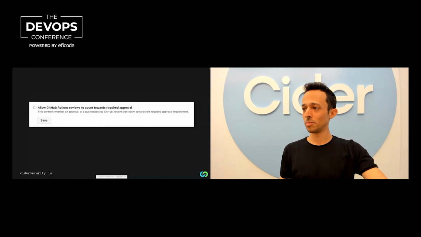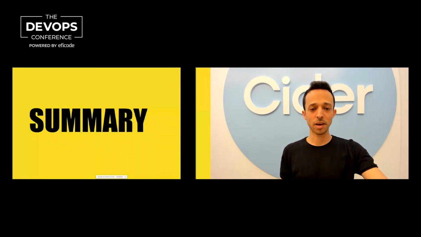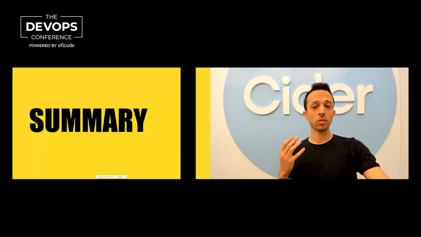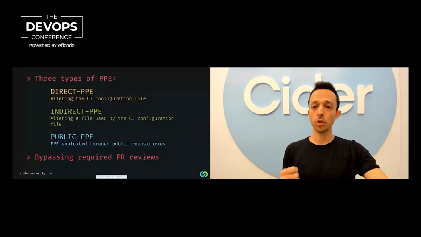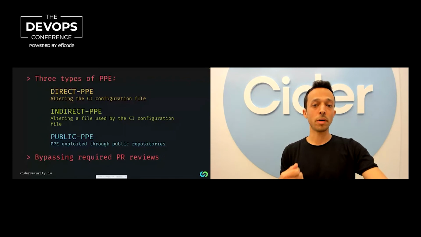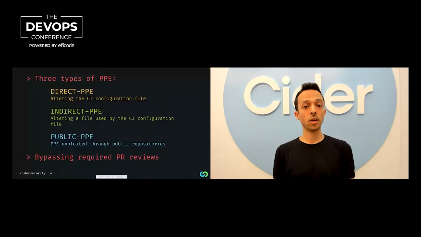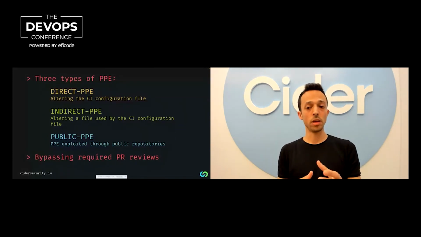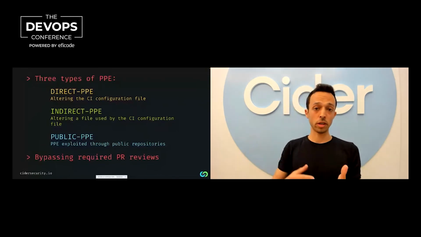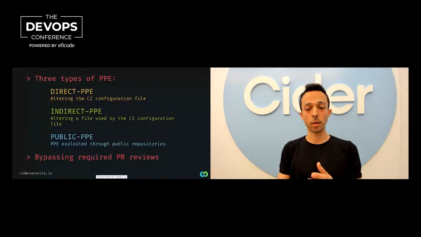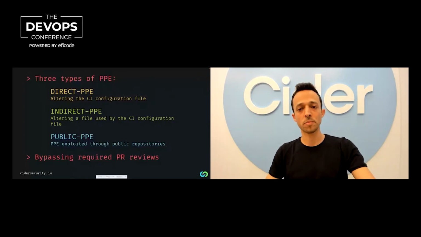Okay, so we are nearly out of time. I'll summarize quickly. We talked about 4 attack vectors today, 3 types of PPE. We had direct PPE, in which we alter the CI configuration file. We had indirect PPE, where we alter a file used by the CI configuration file. And we had public PPE, or 3PE, where PPE, direct or indirect, is exploited through public repositories. And we saw how we can bypass required pull request reviews in GitHub using GitHub Actions.